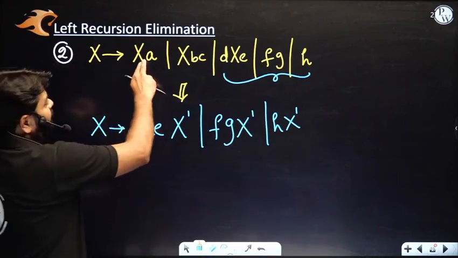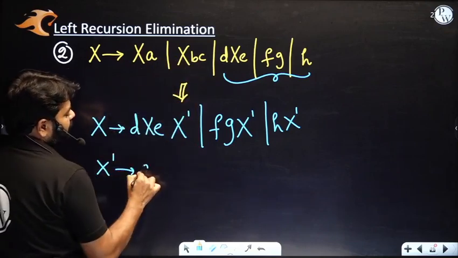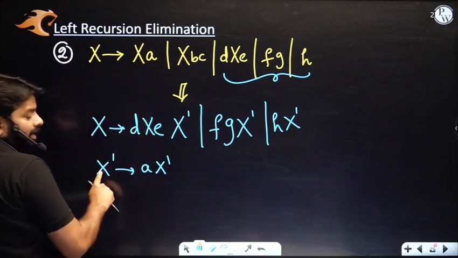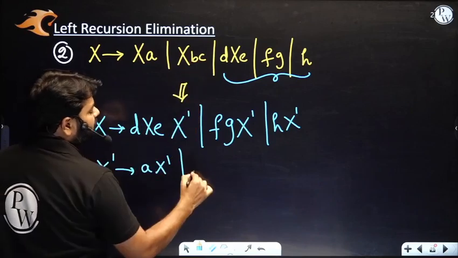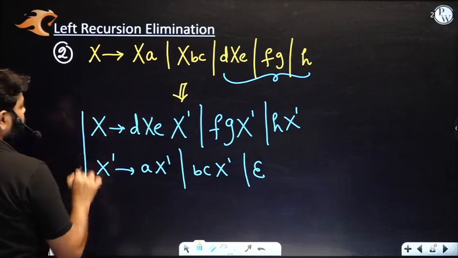And what X dash does is either repeat a or b c. So X dash repeats a using the right recursion concept. You see right recursion: this is X derives X a, this is X prime derives a X prime, or this one b c X dash, or epsilon to end that. That's it.